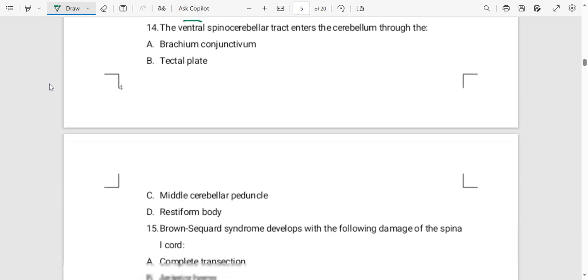The ventral spinocerebellar tract enters the cerebellum through the dash: brachium conjunctivum, tectal plate, cerebellar peduncle, restiform body. Anyone to help with this one? So there is A there. Anyone who supports? Anyone that is supporting?